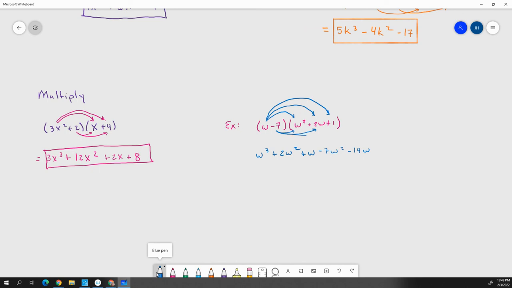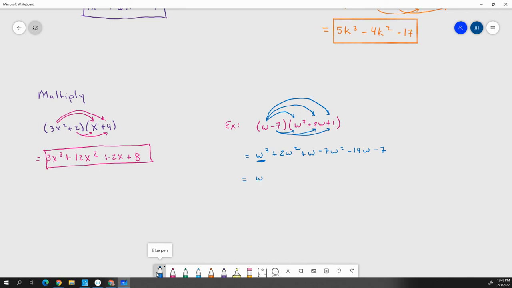And last but not least, we're going to multiply it times 1. And we're going to get negative 7. Now, the last thing that we have to do is combine our like terms in descending order. So I'm going to look for the highest power. In that case, our highest power is that W to the third. Nothing else here has a third power. So it stands alone. We're just going to leave it alone.